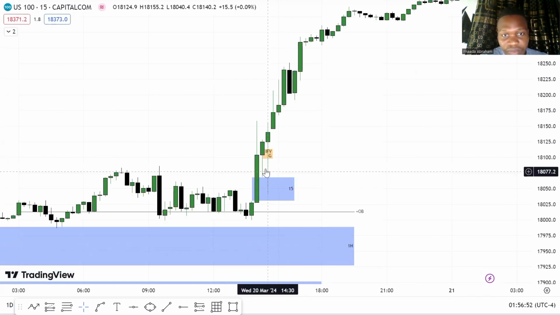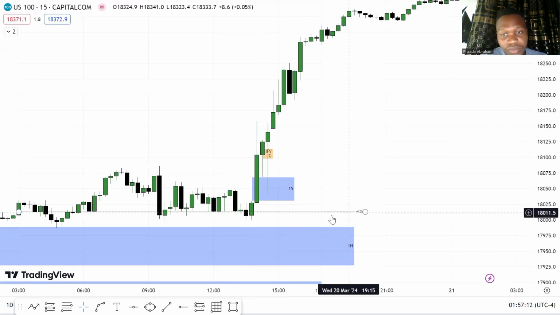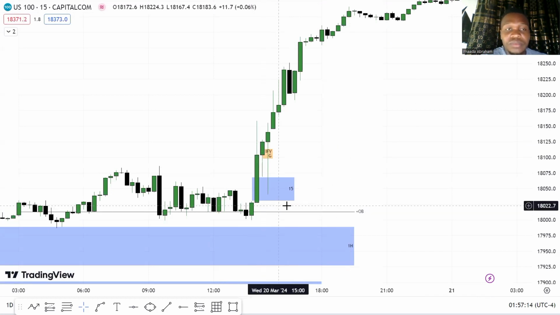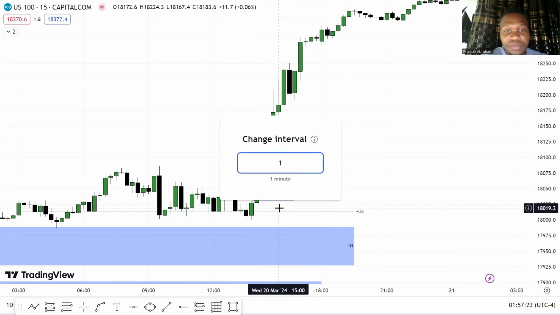Now this sharp move here. This was the NFP, not the FOMC, I mean FOMC. So after the FOMC it created this gap here for us, this is a bullish fair value gap, just after reacting off the 1 hour order block. So let's see how the entry will be like from the 1 minute time frame.